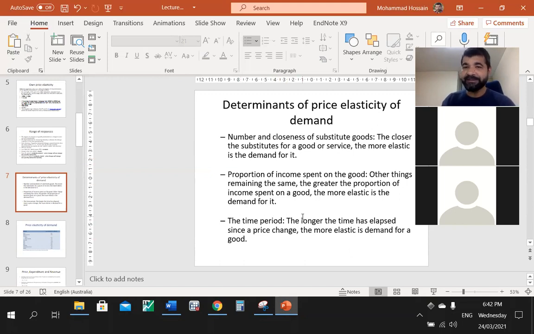Then time period. This is a very interesting point. Over time, every single thing is elastic because people will find an alternative. For example, I'll give an example today. Let's say a lot of Asian people use rice as their main food. A lot of them, Asian people. Asian, I don't mean only a specific country. I mean the whole Asian continent. Okay, Middle East also, rice. Some European countries as well, but not all. They use rice.